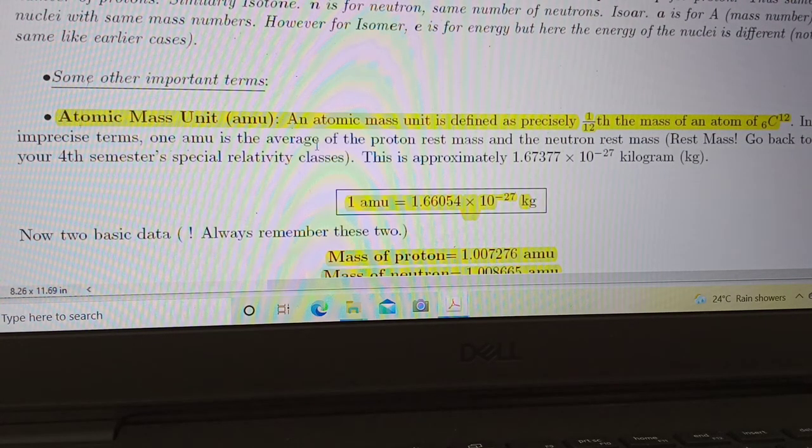Next we are considering the atomic mass unit. An atomic mass unit is defined as precisely 1/12 of the mass of an atom of carbon-12. In precise terms, 1 AMU is the average of the proton rest mass and the neutron rest mass. This is approximately 1.67 times 10 raised to minus 27 kilogram. And 1 AMU is equal to 1.66054 times 10 raised to minus 27.